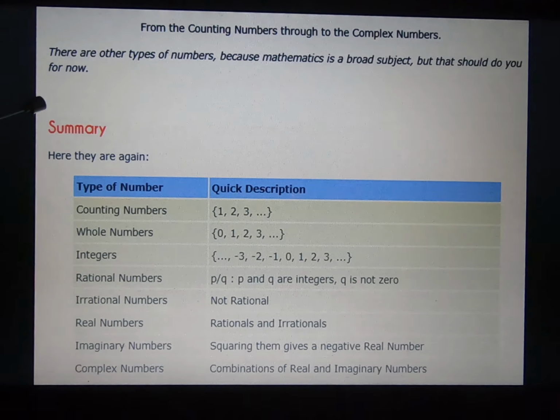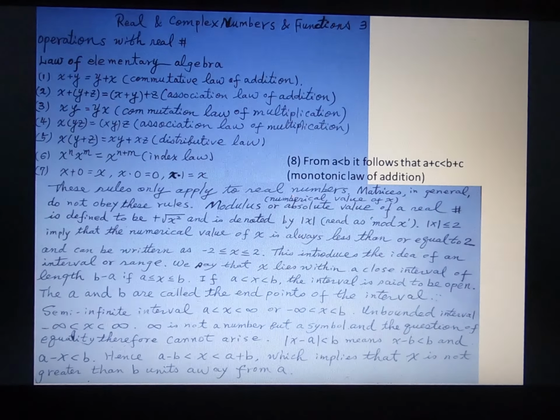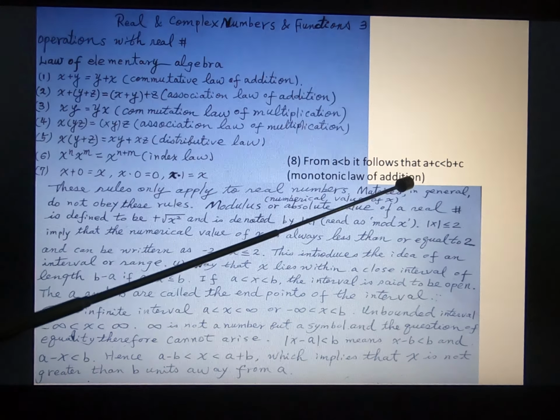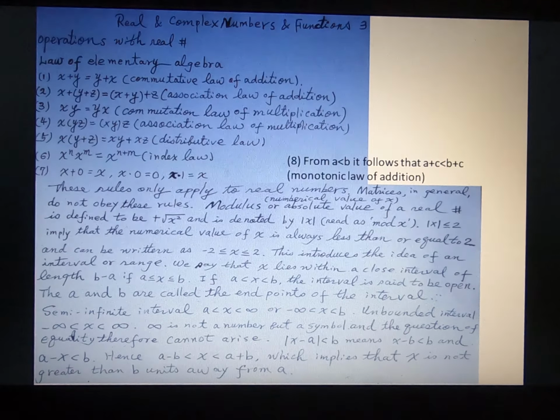And these are the number systems, and this is somewhere here. These are the operations of numbers, and these are all the rules, like the commutative law of addition and the associative law of addition, listed here. This rule only applies to real numbers. Matrices in general do not obey these rules.